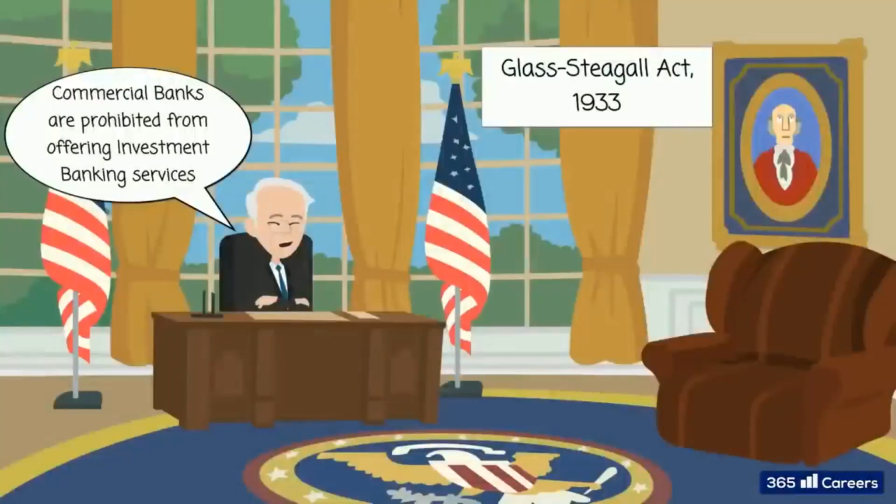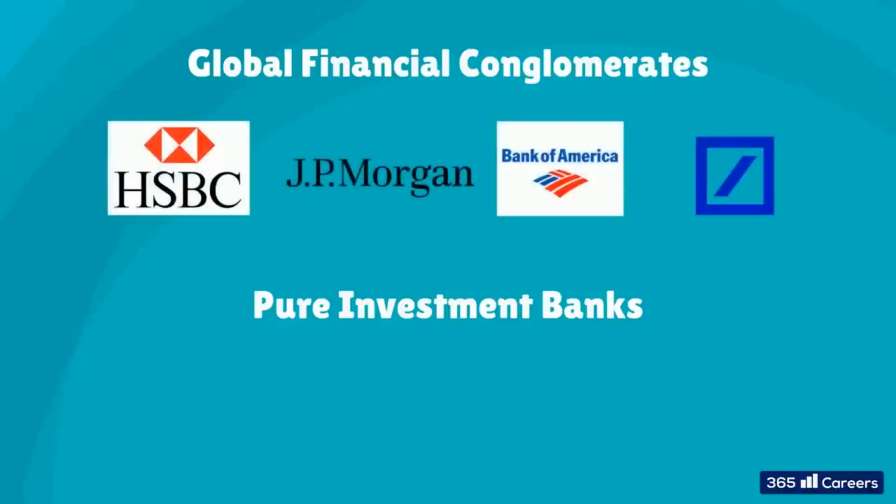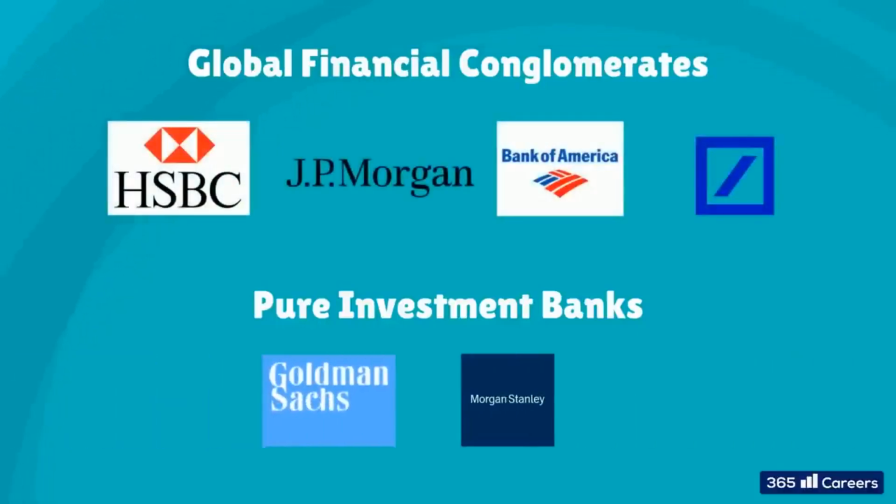Due to these concerns, the Glass-Steagall Act was introduced in the U.S. in 1933. It prohibited commercial banks' engagement in investment banking services. Commercial banks could not trade and distribute securities. 66 years later, the Glass-Steagall Act was repealed, allowing banks to sell commercial and investment banking services under the same roof. This led to mergers and to the formation of global financing conglomerates, giants like HSBC, JP Morgan Chase, Bank of America, and Deutsche Bank.